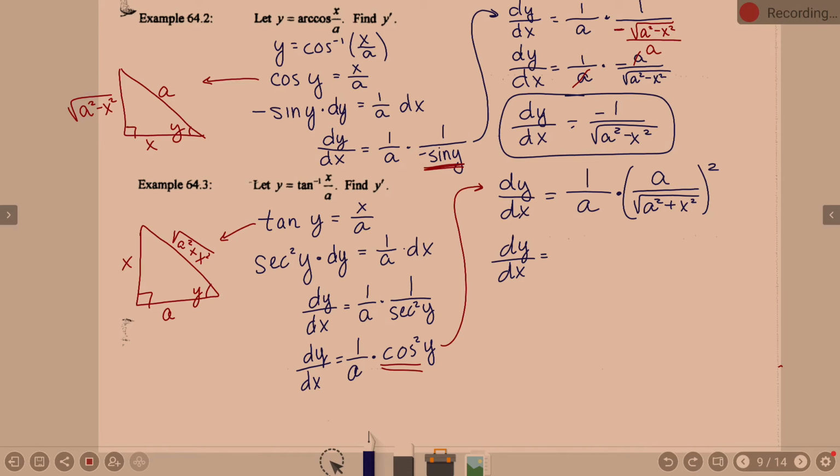What do you see? One of the a's cancel, so I'm going to have a left on top. And what happens when you square that square root? You just get what is under the square root, which is a squared plus x squared. So does that match with what's up top? The derivative of tangent inverse? Up top it says a dx over a squared plus x squared. Okay?